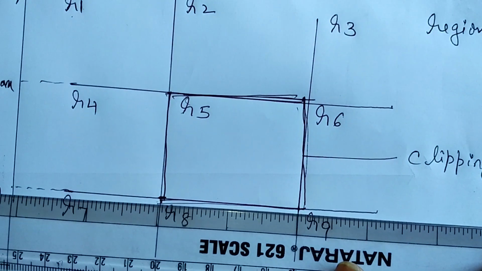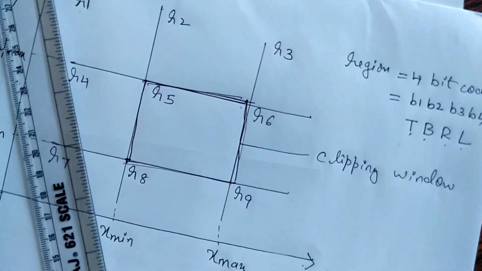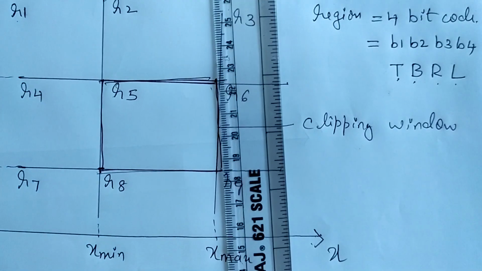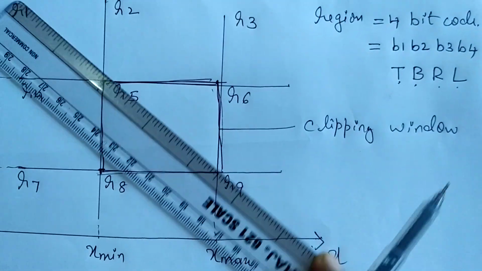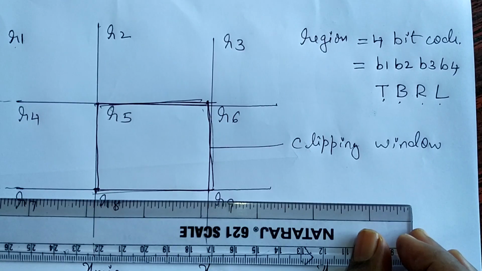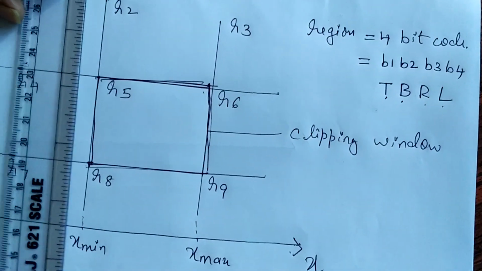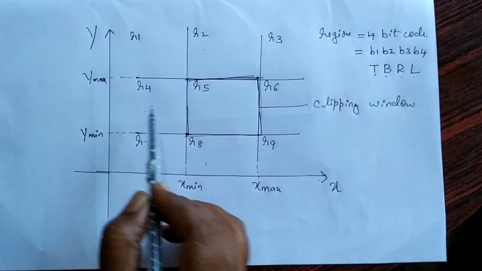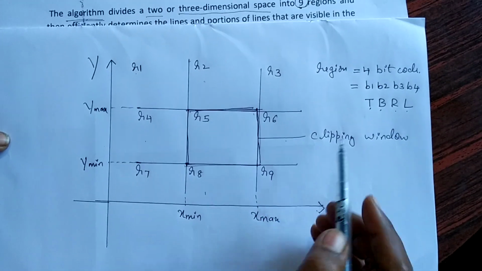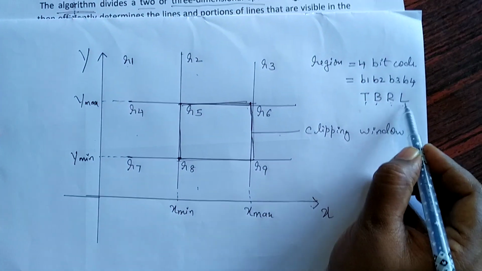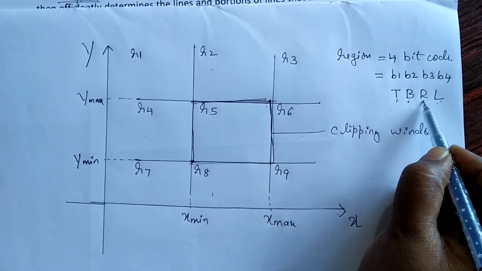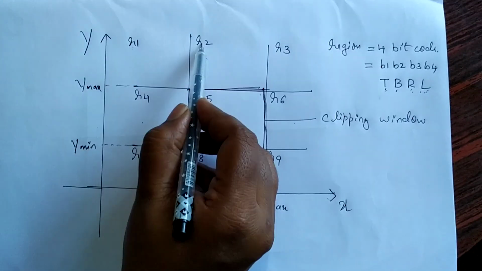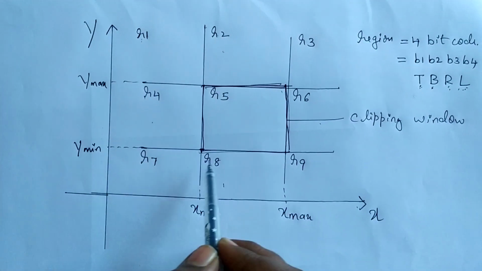This is called the bottom of the clipping window. And this is the left side, left of the clipping window. And this is the right of the clipping window. So I'll repeat again: top, bottom, left and right. All of these regions around the clipping window we have named TBRL, that is top, bottom, right and left. Based on this pattern, each region will be assigned a region code or bit code.